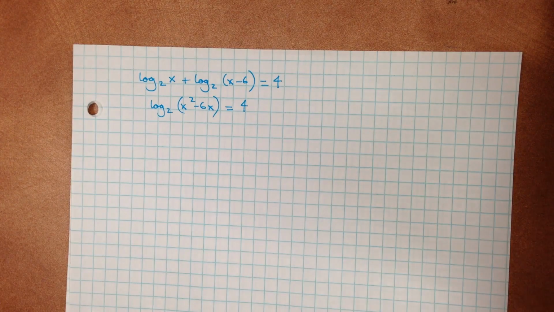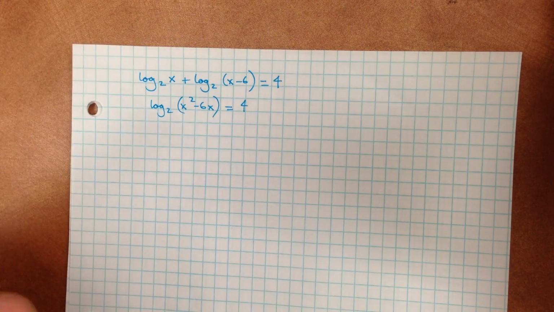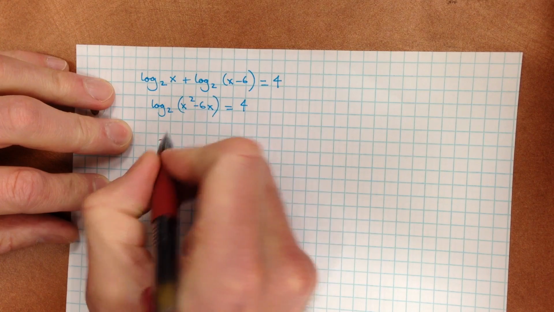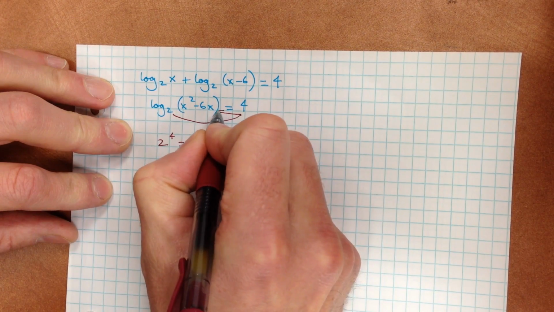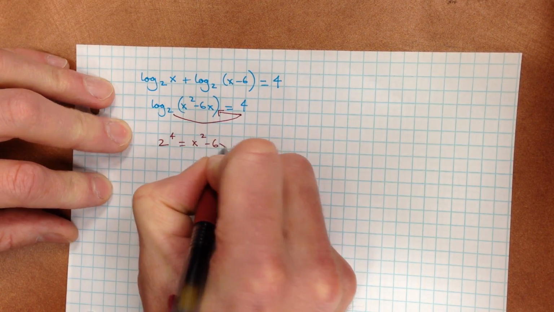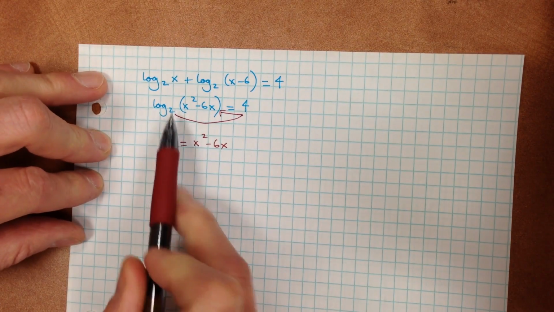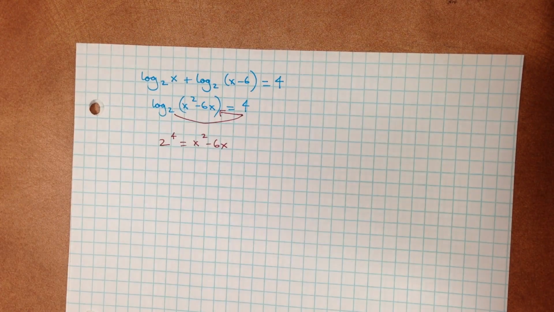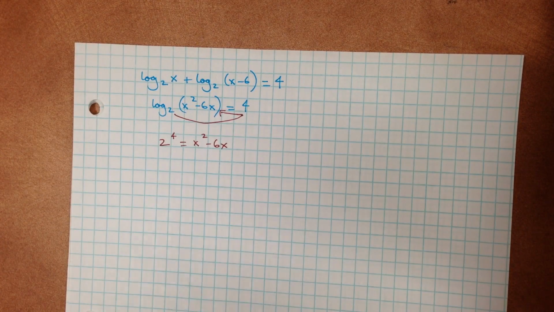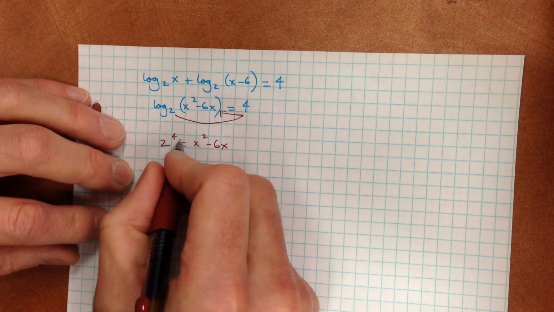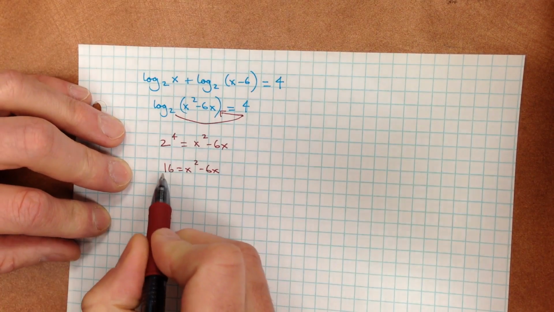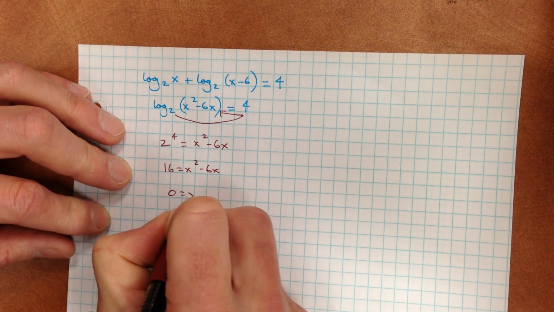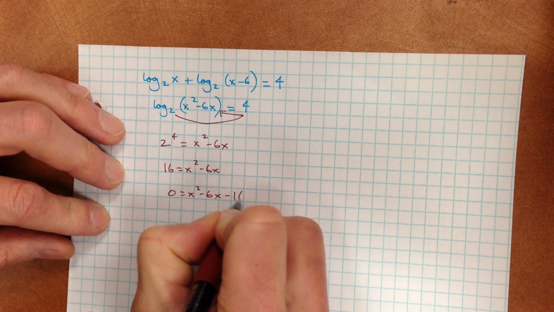Okay, now we are going to change form from log form to an exponential form. So log base 2, that's your base, raised to the 4th power, equals x squared minus 6x. 2 to the 4th: 2 times 2 is 4, times 2 is 8, times 2 is 16. Alright, so we get 16 equals x squared minus 6x. We can subtract the 16. 0 equals x squared minus 6x minus 16.